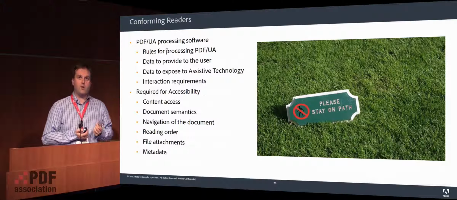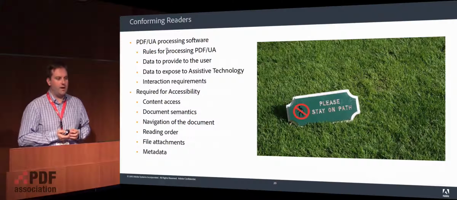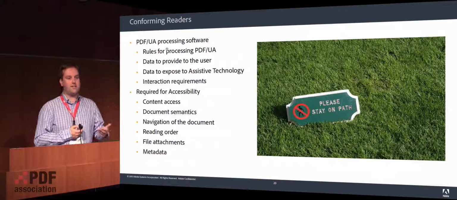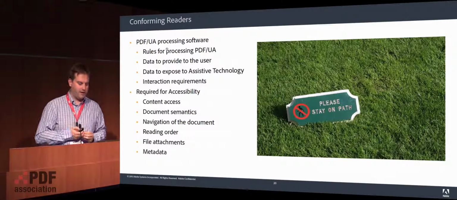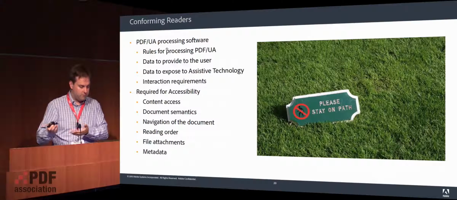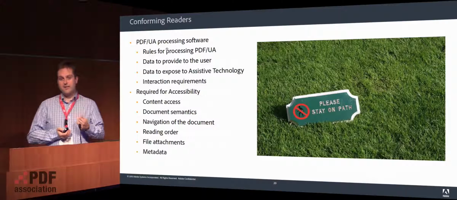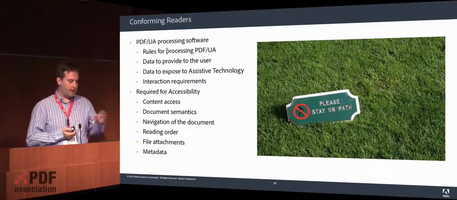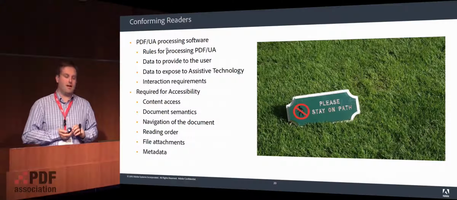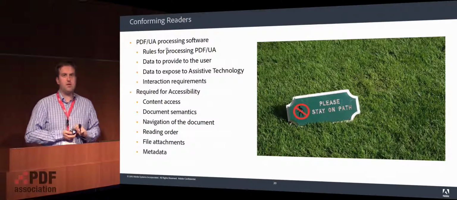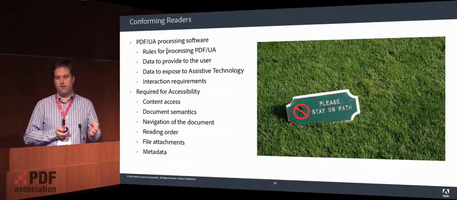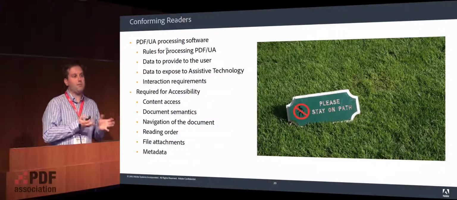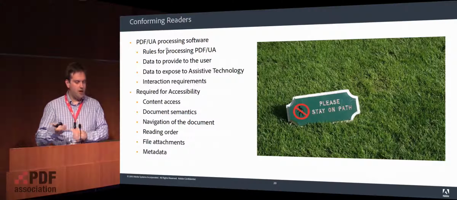So fundamentally required for accessibility, we have the content access itself. You must provide the Unicode representations of the text to the consuming application, or to the user. That all the semantics are presented. The document is navigable, and I have another slide that talks a little bit more about navigation. That the reading order is provided. That logical reading order that was defined by the logical structure has to be provided to the user.